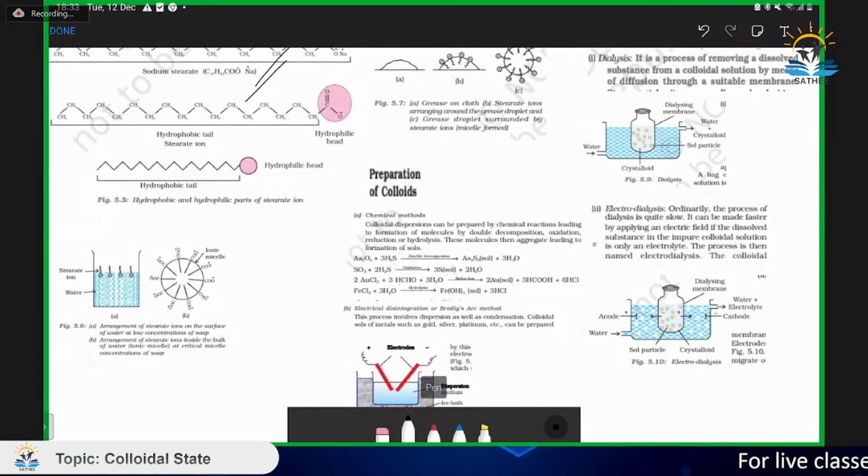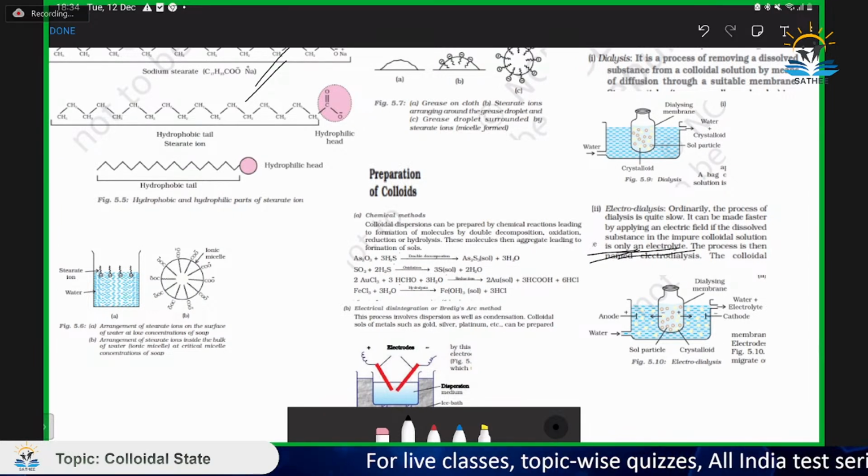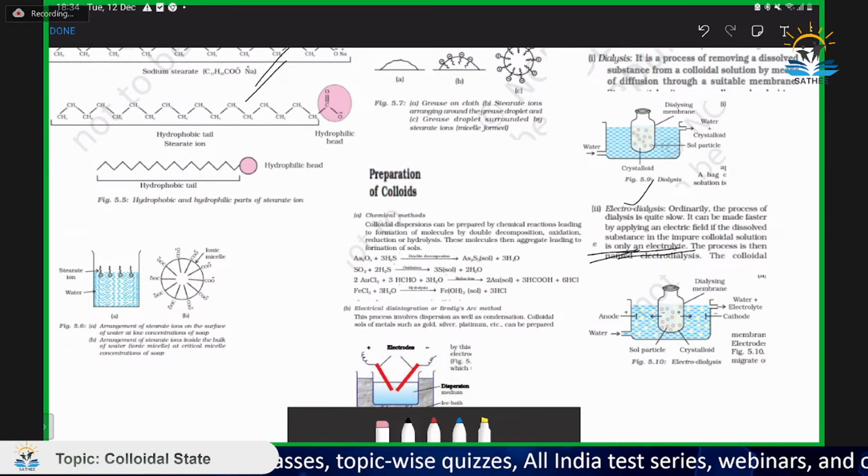Ordinarily, the process of dialysis is quite slow. It can be made faster by applying an electric field. If we dissolve a substance in the impure colloidal solution, the impurity is only an electrolyte. So the impurity is another electrolyte. You can use this electrodialysis to speed up the process. Yeah, the electrolytes are impurities in the colloids.